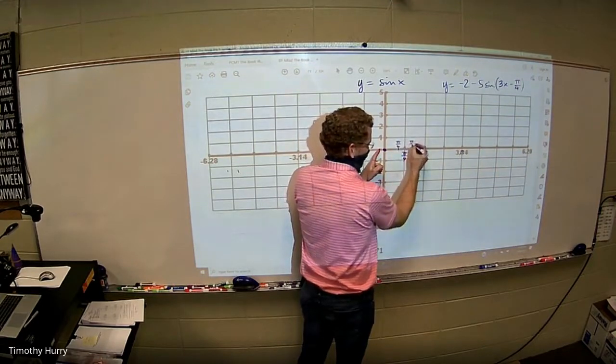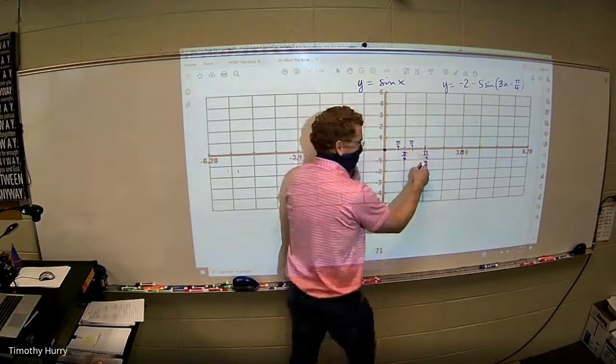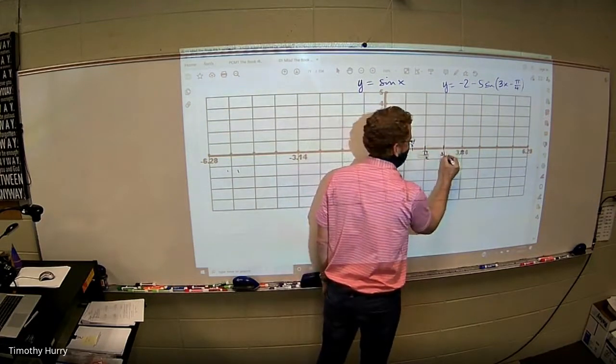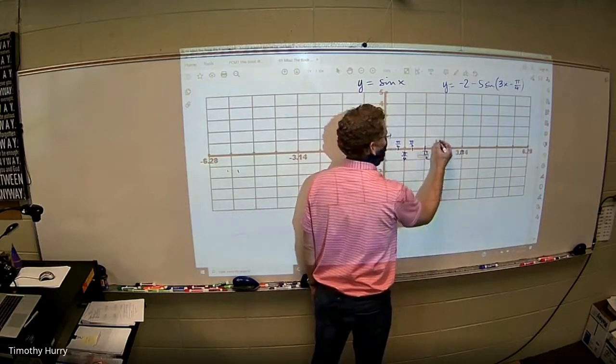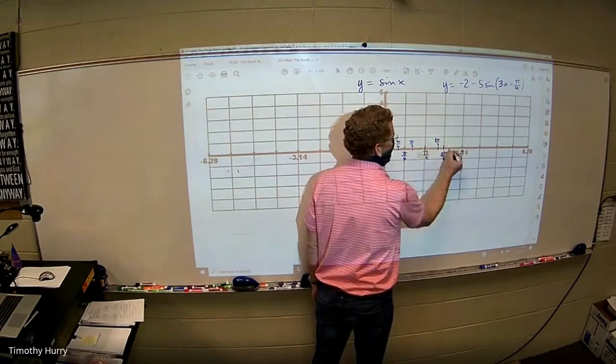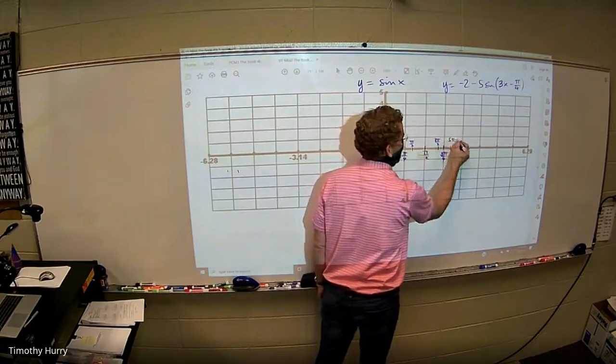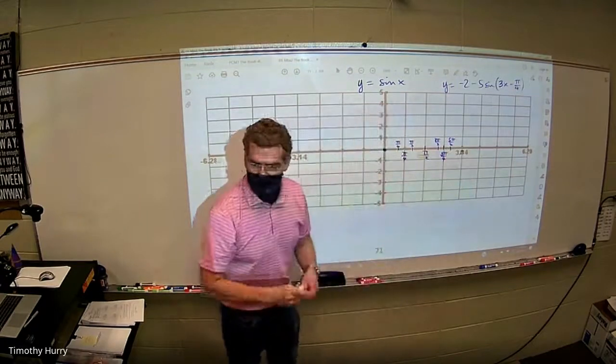This would be the pi over 3. There's the pi over 2. There's a 3 pi over 4. Stop me at any point if I'm losing you. This would be the 2 pi over 3, and that would be the 5 pi over 6. Is that kind of making sense?